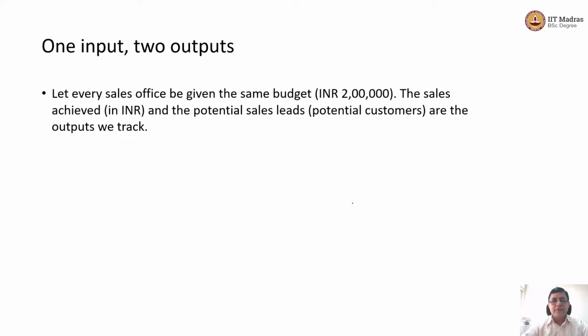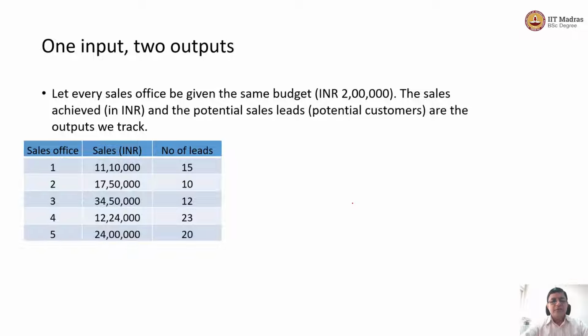Let's look at the data for sales achieved and the potential leads that we have obtained in this particular time period. So this is the data, right? This time I have kept the budget constant, which is 2 lakhs, therefore not even included in the table, and hopefully I have kept the sales values the same as the first example of single input, single output, right?